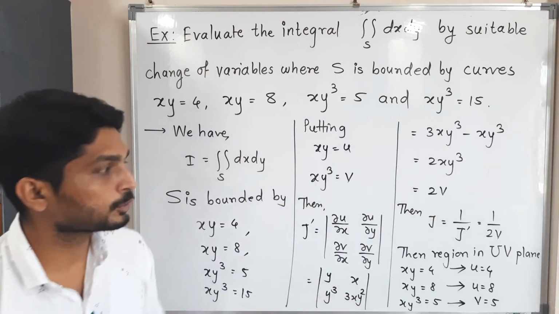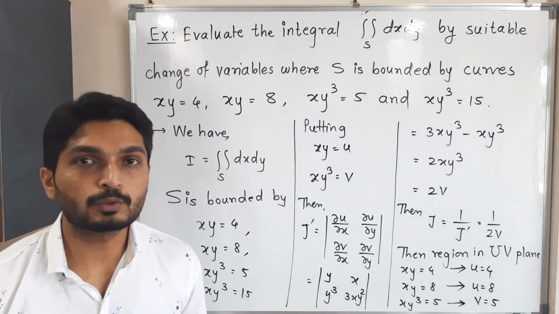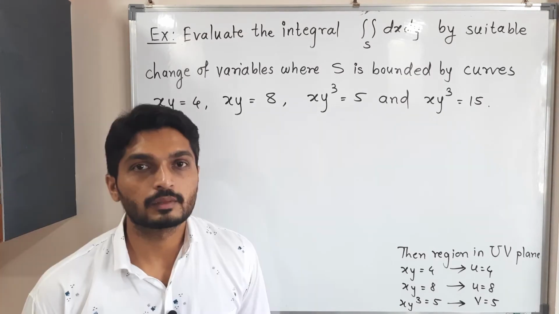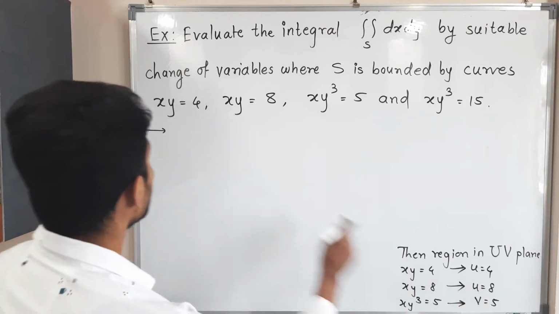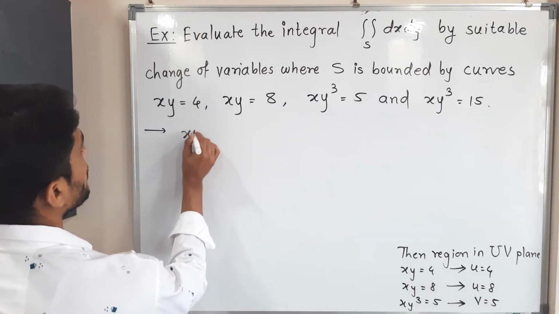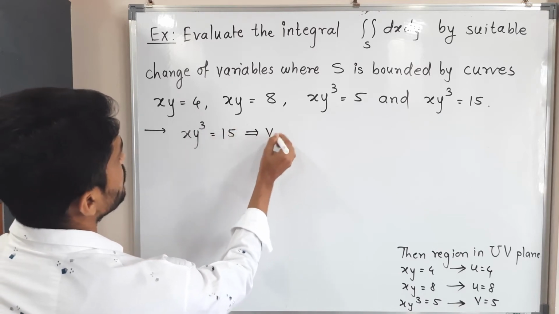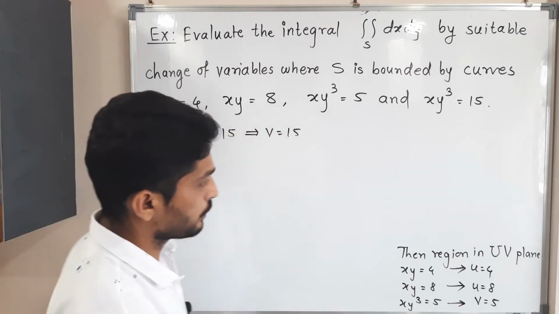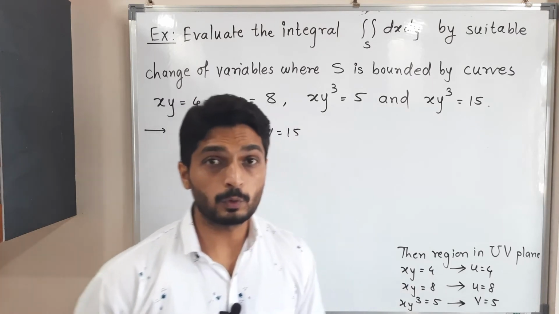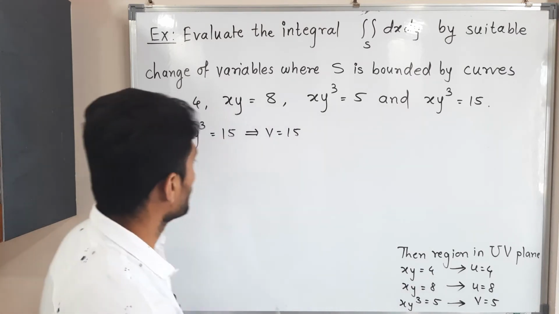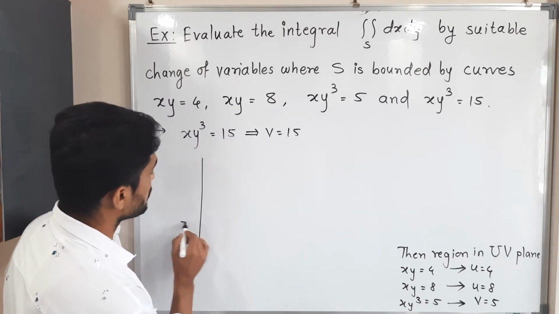See, I was supposed to write one more equation but there is no more space. So I suggest you make a screenshot of it, then we will go further. Okay, so the last equation is remaining. What is the last equation? xy cube is equal to 15. So this is nothing but v, so v is equal to 15. So we have these curves: u is equal to 4, u is equal to 8, v is equal to 5 and v is equal to 15. So I am drawing a rough sketch here.